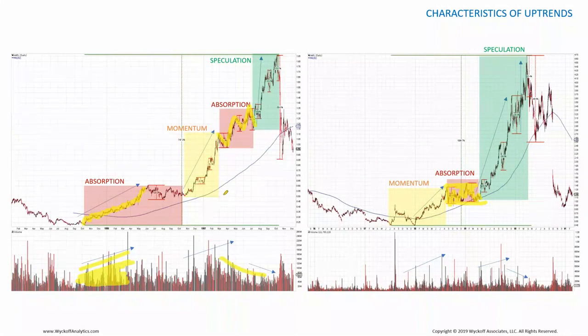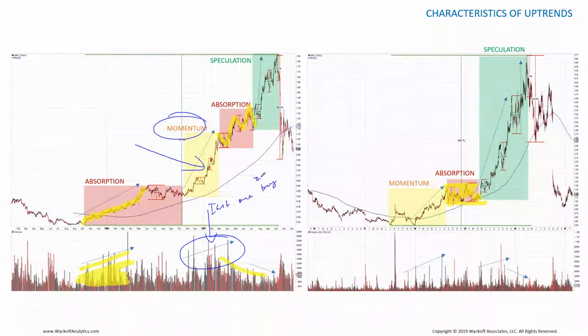Then we also will have elements of momentum in that trend. This is where institutions are going to be getting into this position aggressively, and with that, the price will move aggressively up as well. So institutions are coming into this position as buyers, and they are aggressive buyers. This usually will move the price really quick.